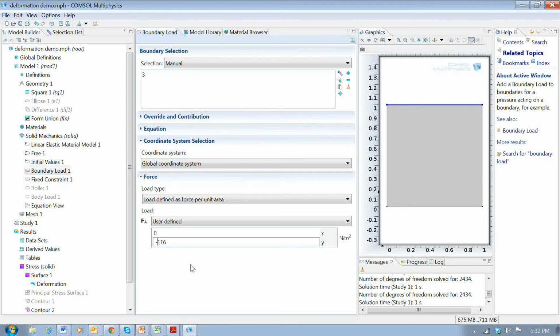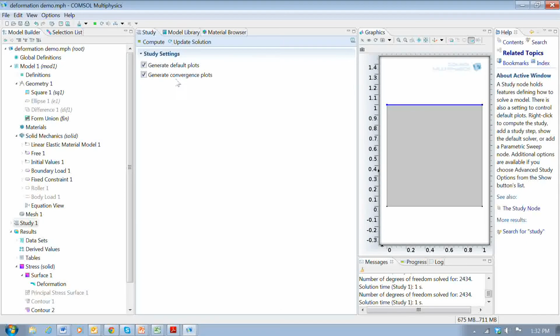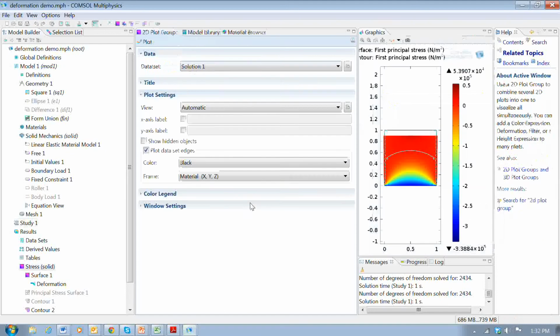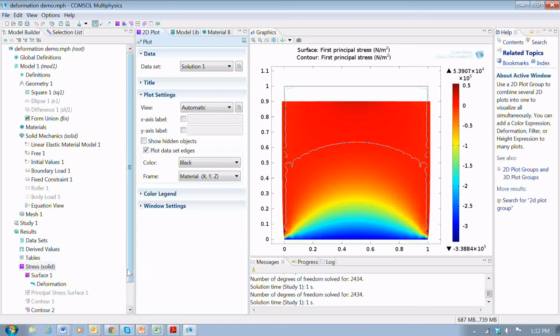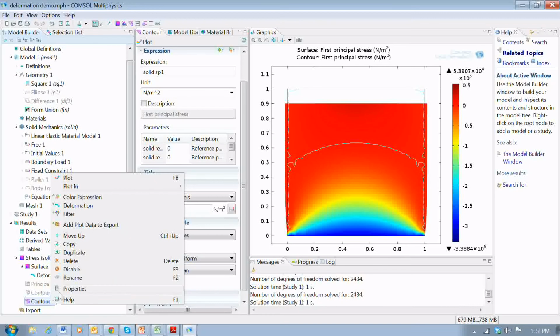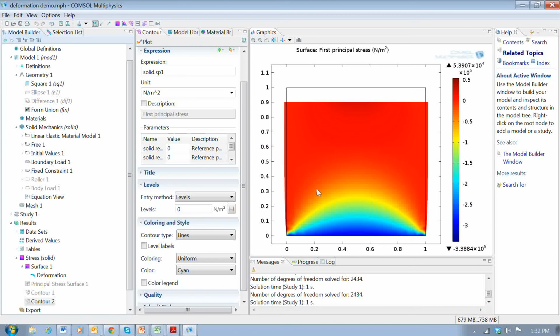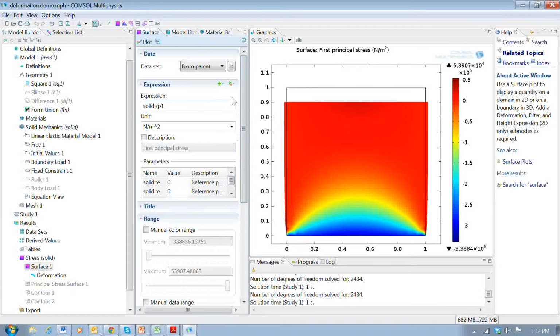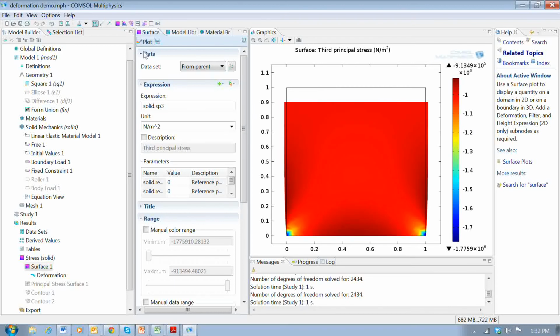Let's switch it around and try running this. This is the one that we used back in the example in the PowerPoint. And I've got a contour here turned on, and let me disable that. And also, I guess I need to change the plot to the third principal stress, which is what we were looking at. Okay, so there's the plot from the video.